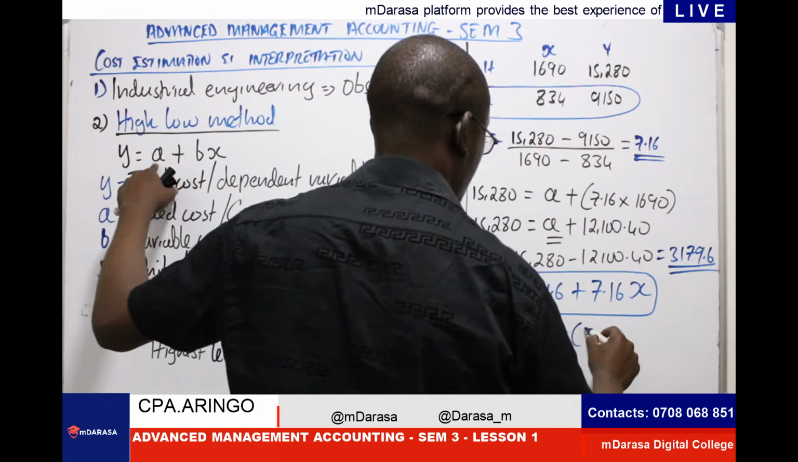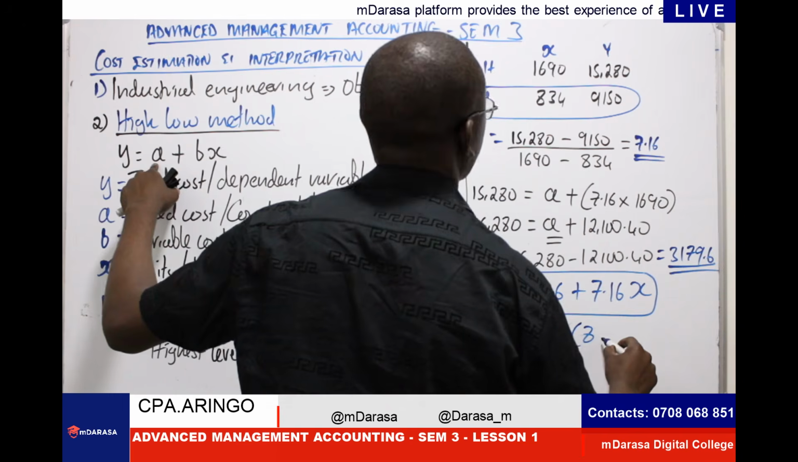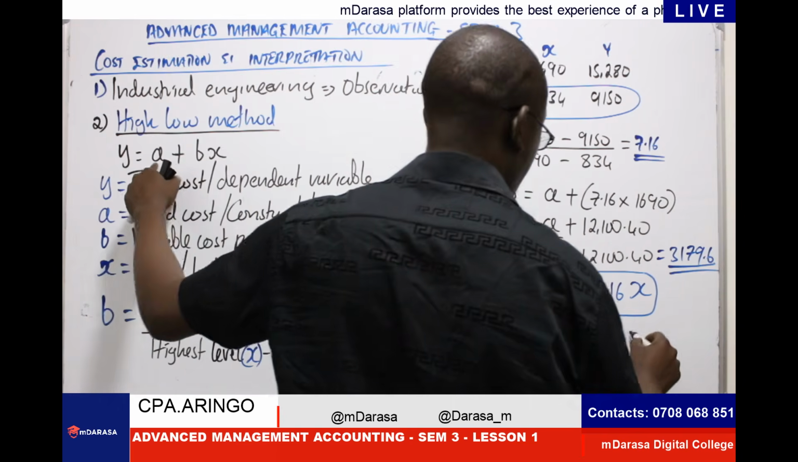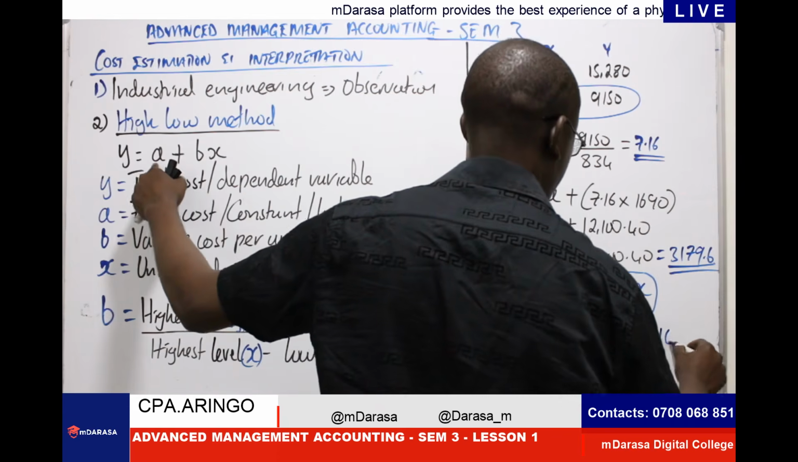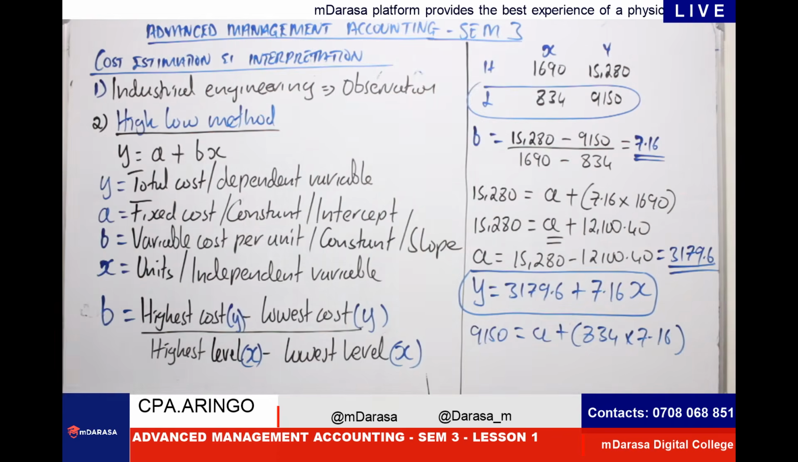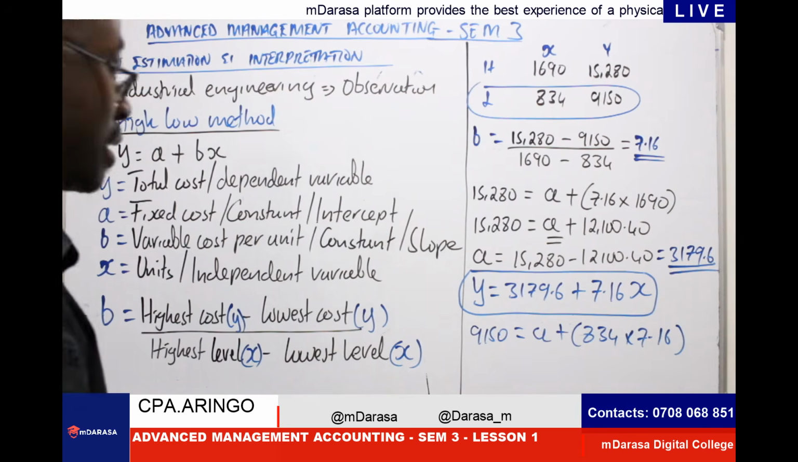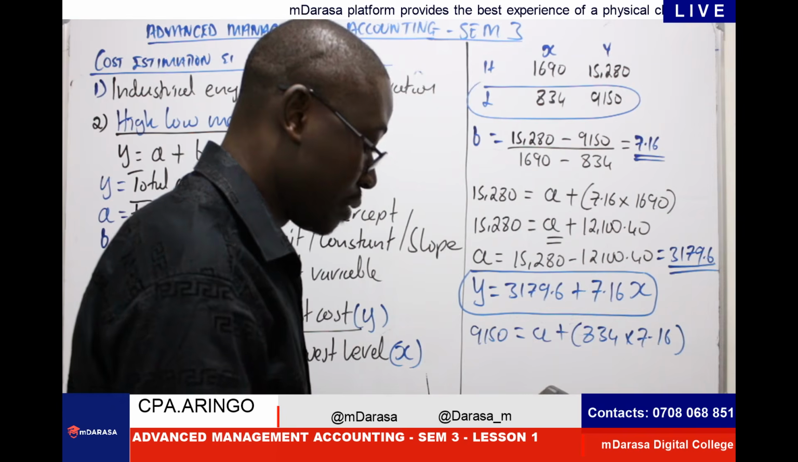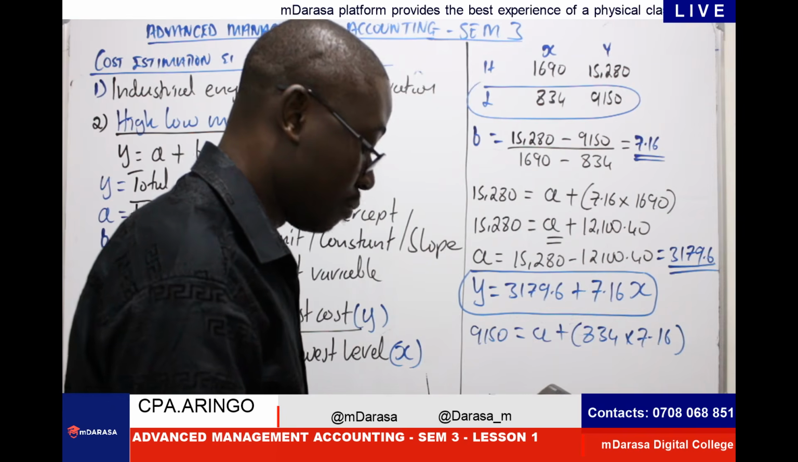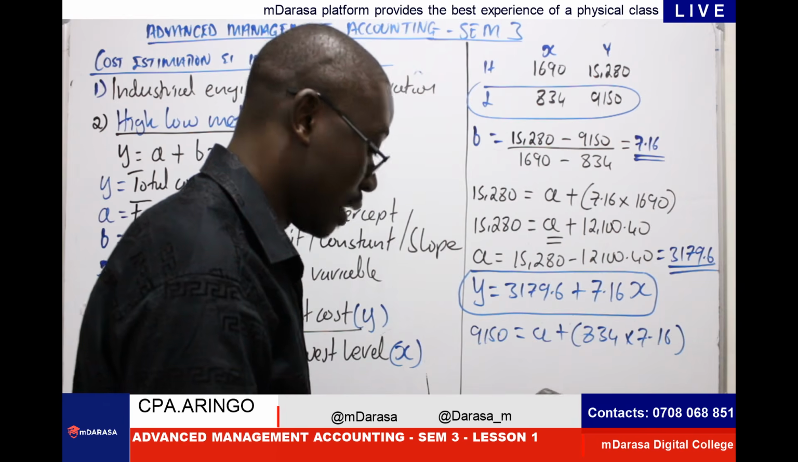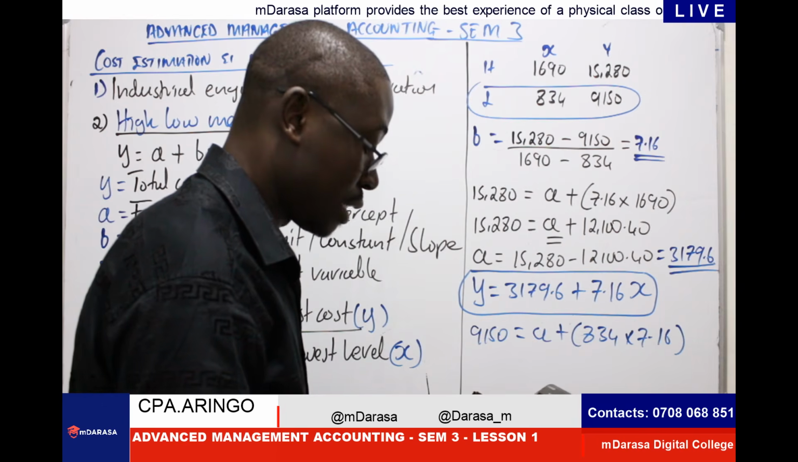So we have that, that is 834. You see? We have determined our b times 7.16. And you want to determine your a. The same concept will apply if you use the second equation, because we take 834 times 7.16 to give us 5971.9150 minus the answer.